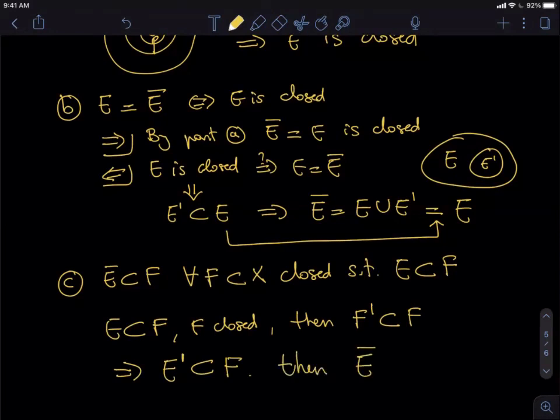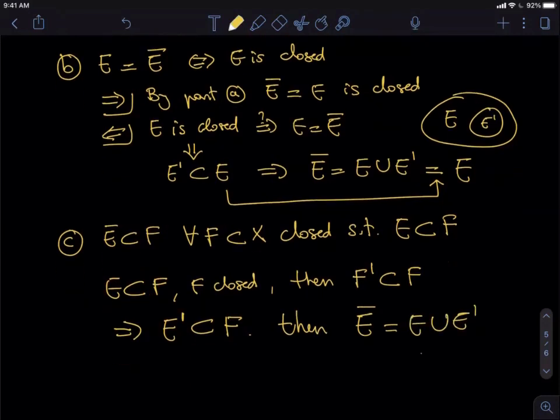Once we know that E prime is contained in F, then we must have, because E bar is the union of E, which is contained in F, and E prime, which is contained in F. Let me write that down. So this is E union E prime, but both of them are contained in F, so the closure is contained in F. And with this, we're done with the proof here.